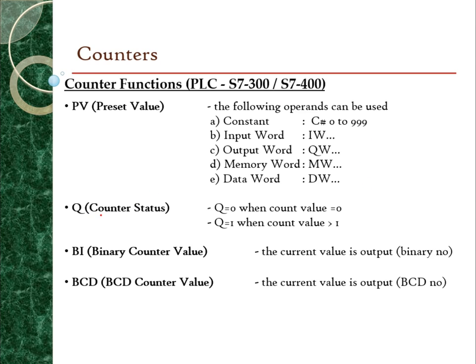So we also have a counter status, which is Q. Q is 0 when the count value is 0, and Q is 1 when the count value is greater than 0. The counter value can be either in binary number or binary coded decimal number. So the current value can be in binary or BCD number.